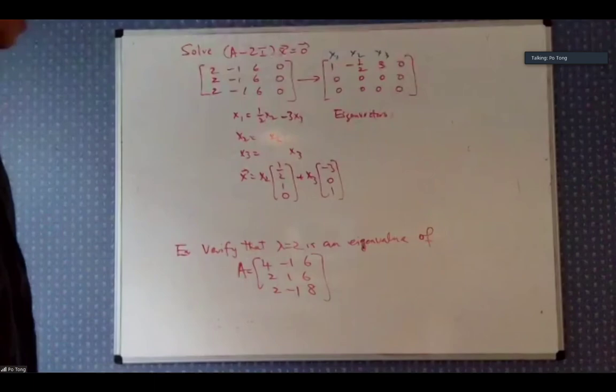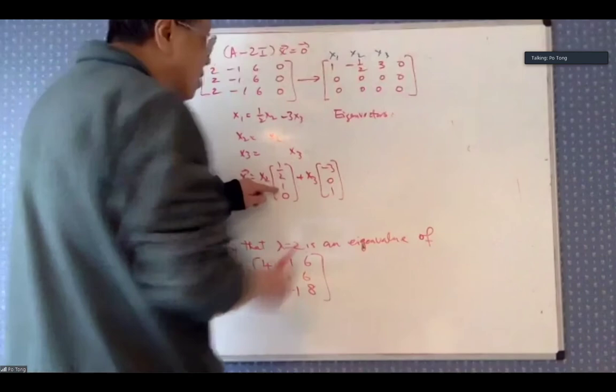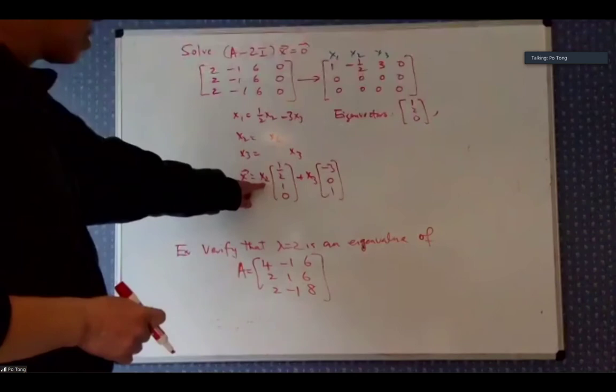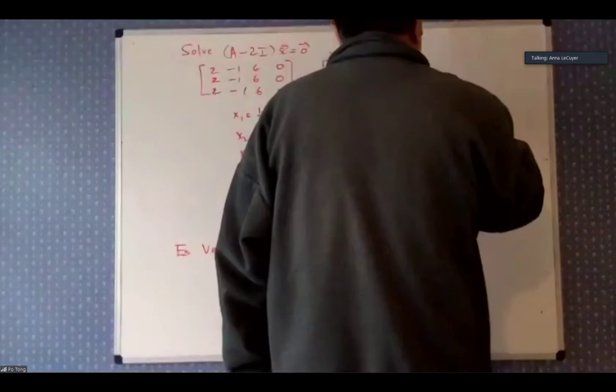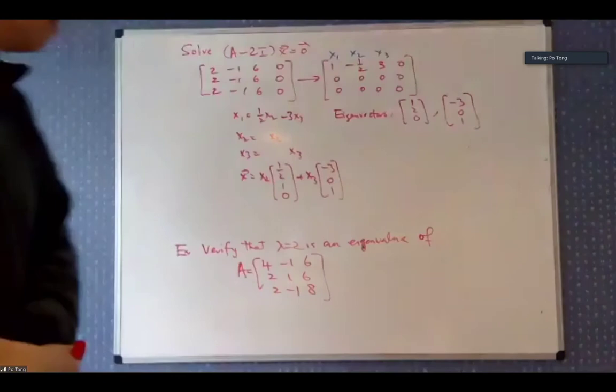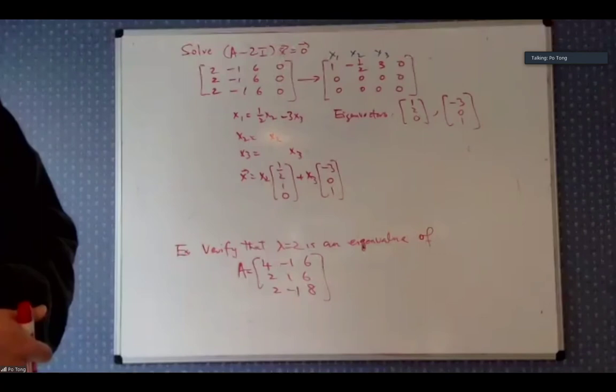Okay. All right. So where are we? So the eigenvectors, all of these are eigenvectors. If I don't like this fraction, I can do 1, 2, 0. So this one corresponds to this one. You understand why? Because this is just a parameter. I just multiply all the entries by 2. This one is an eigenvector. If I scale it, it's still an eigenvector.